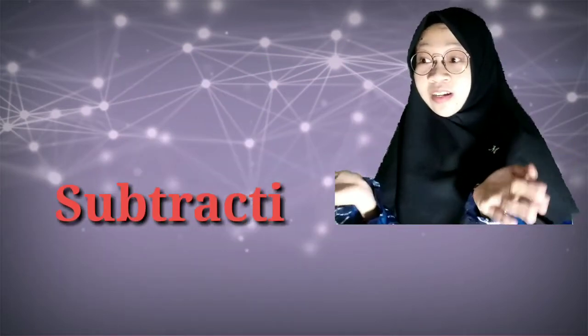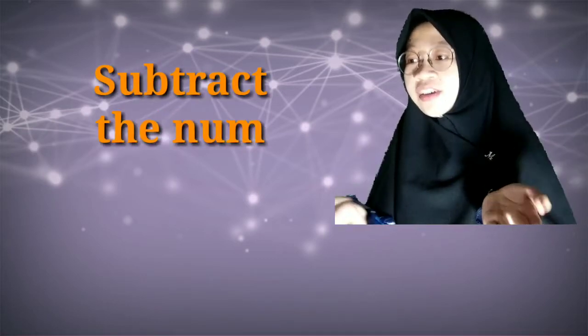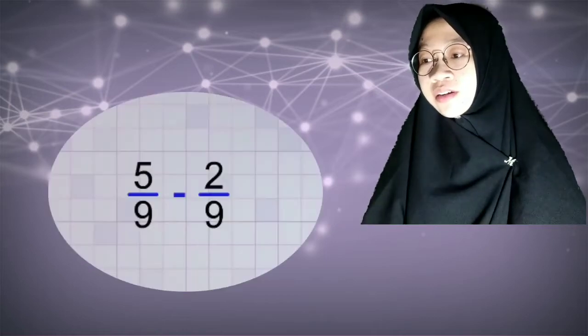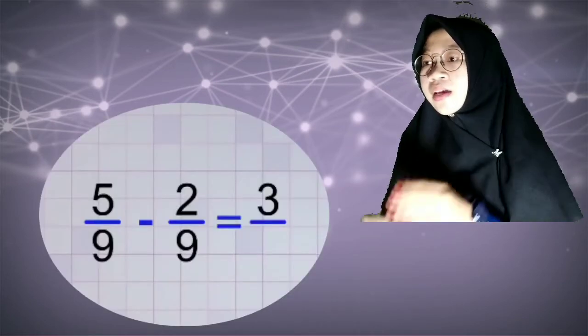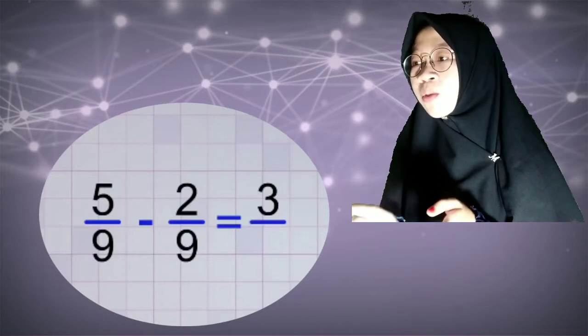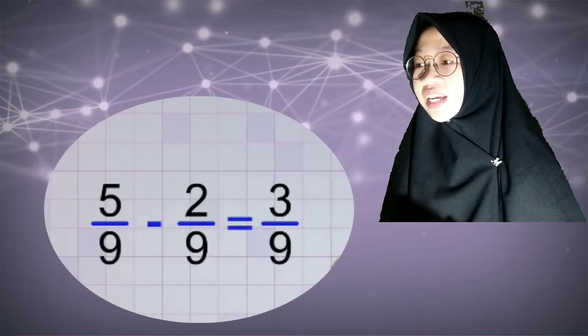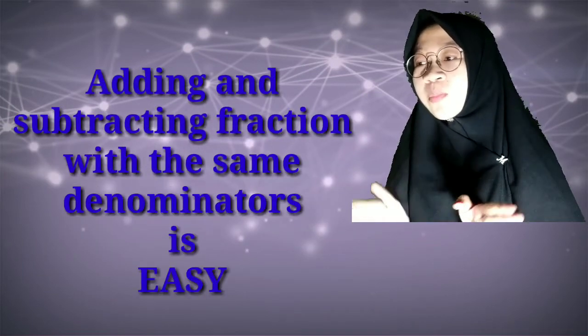But what about subtracting fractions? Does that work the same way? Yup. If the denominators are the same, all you have to do is subtract the numerators and keep the same denominator in your answer. Here's an example of subtracting fractions with the same denominator. 5 over 9 minus 2 over 9. First, subtract the numerators. 5 minus 2 equals 3. Then, we just write the same denominator in our answer, 9. So, 5 over 9 minus 2 over 9 is 3 over 9. Yep, adding and subtracting fractions with the same denominator is easy.